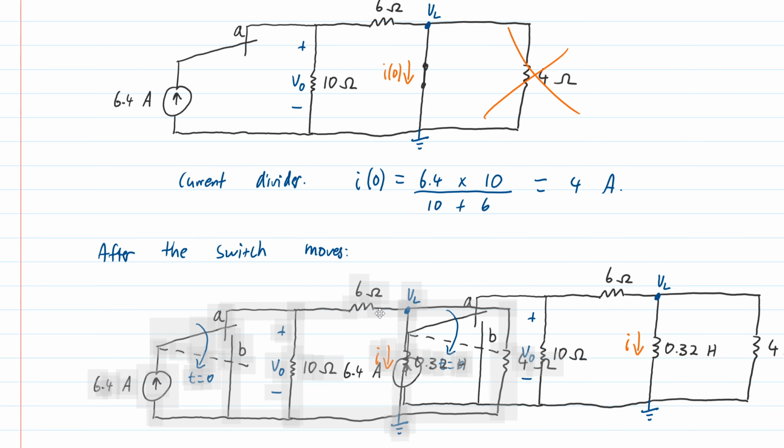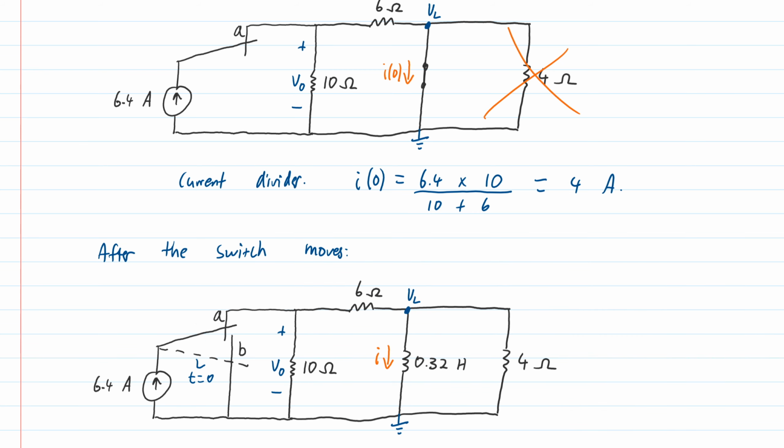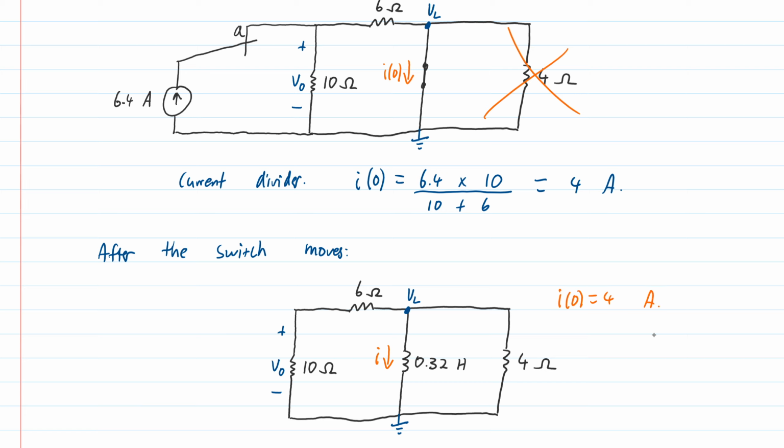We redraw our circuit. After the switch moves, the current will go through this path here, and as we previously discussed, it's just going to loop around and around in here, so there's really no contribution from this current source anymore, so we can get rid of it from our circuit. The switch is meaningless as well, so we can get rid of that too. We're left with just this bit here to analyze, with an initial condition of I of naught equal to 4 amps.